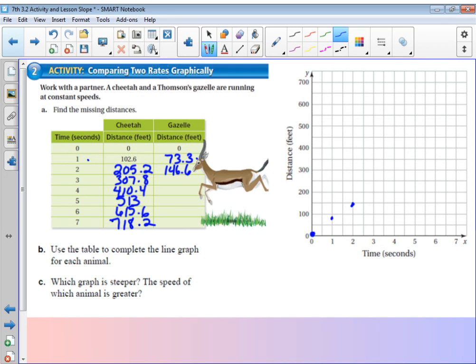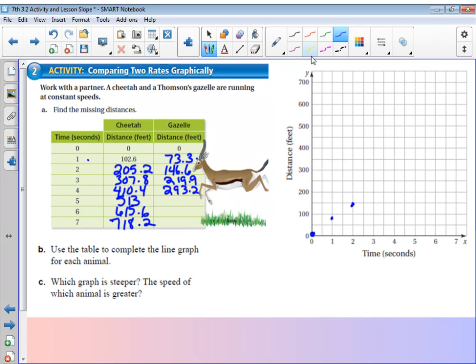Okay, so at 3 seconds, 73.3 times 3 gives me 219. I'm going to get these really quick. So plus 73.3, 293, just so I don't have to jump back and so forth. So we'll go ahead and just at least graph those ones out.